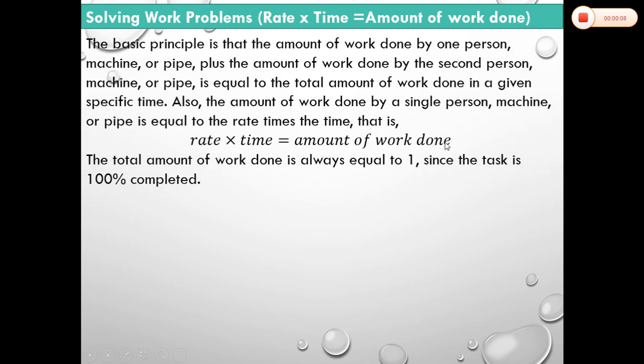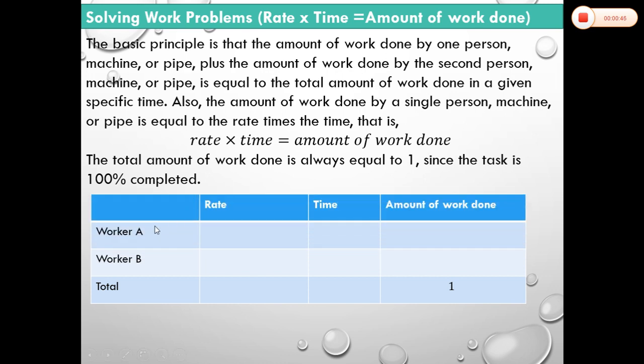The basic principle is that the amount of work done by one person, machine, or pipe plus the amount of work done by the second person, machine, or pipe is equal to the total amount of work done in a given specific time. Also, the amount of work done by a single person, machine, or pipe is equal to the rate times the time. That is, rate multiplied by time is equal to the amount of work done. The total amount of work done is always equal to 1 since the task is 100% completed.